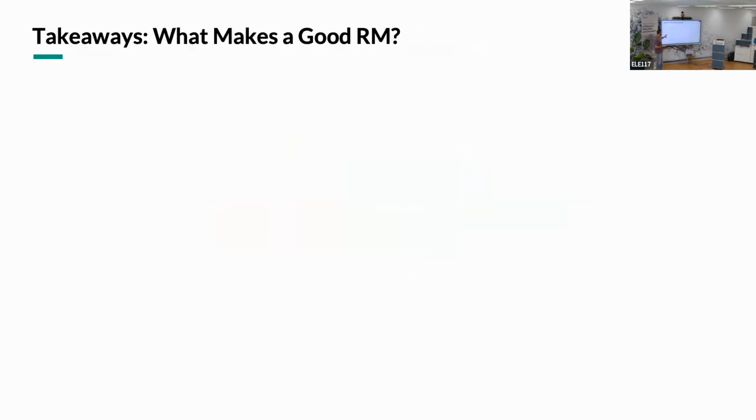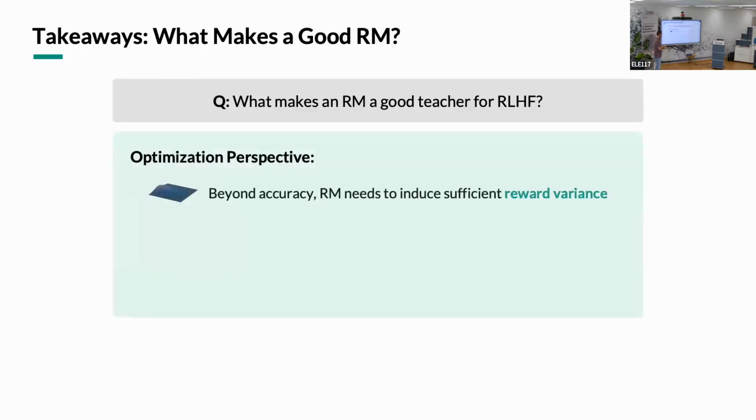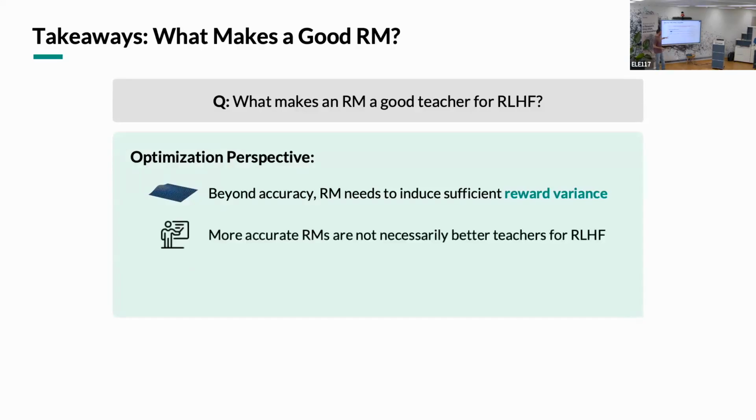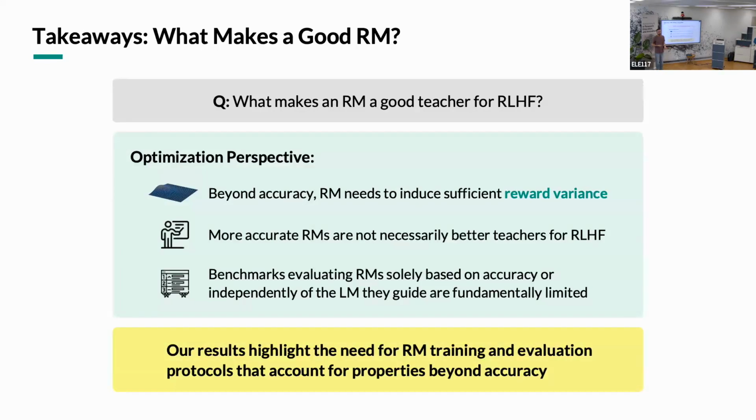Okay, so to wrap up what we saw until now, we talked about what makes a good reward model for RLHF. And we saw from an optimization perspective that beyond being accurate, which is something that we certainly want, we also need the reward model to induce sufficient reward variance for efficient optimization. Then we talked about how this shows that more accurate reward models are not necessarily better teachers, in contrast to conventional wisdom, and also how this sheds light on limitations of existing reward model benchmarks. Overall, these results highlight that when we design training and evaluation protocols for reward models, we need to take into account properties beyond accuracy. So reward variance is another important property. There may be others as well, though.